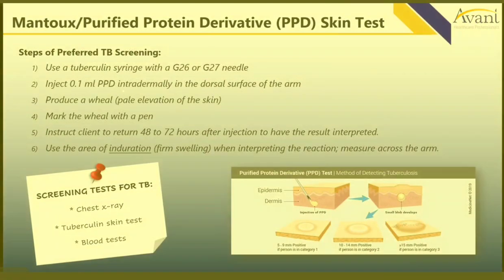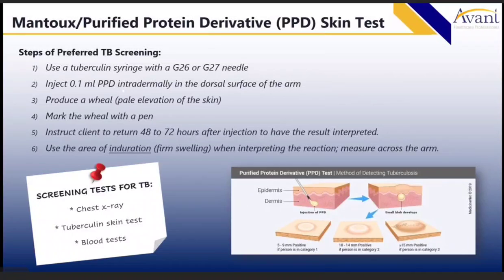And then use the area of induration, which is firm swelling. It's not redness, it's firm swelling, when interpreting the reaction, and measure across the arm, right? So 5 to 9 millimeters, so that's half to 1 centimeter, is positive in a person who is category 1. That means never, ever exposed, right? Never exposed. And then 10 to 14 millimeters is positive if a person is in category 2, and greater than or equal to 15 millimeters is positive if a person is in category 3. And I think this is a person who's like severely immunocompromised or something like that.